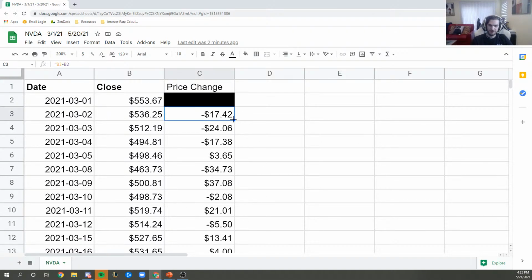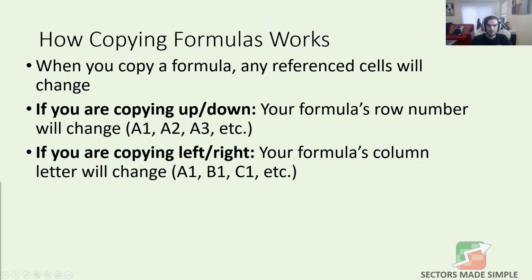So let's take this and we'll drag it to the right. It is now looking at C3 minus C2. So when we drag left and right, the column letter, the letter will change. Up and down, number. Left and right, letter.